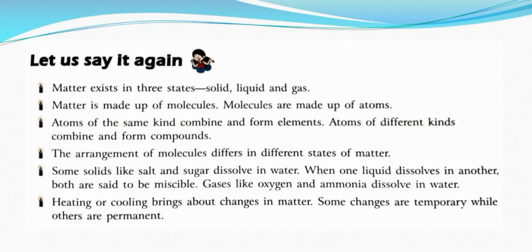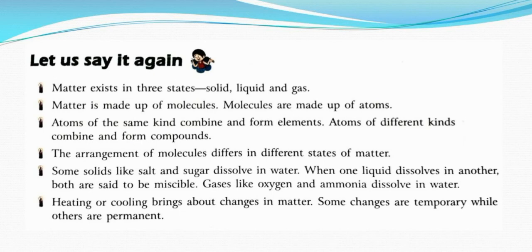Matter exists in three states: solid, liquid and gas. Matter is made up of molecules. What are molecules? Molecules are the tiny substances present inside matter, and molecules are made up of atoms, and atoms cannot be further divided. Atoms are the building blocks of matter. They are the tiniest part of matter. Atoms of the same kind combine and form elements. Atoms of different kinds combine and form compounds. The arrangement of molecules differs in different states of matter.